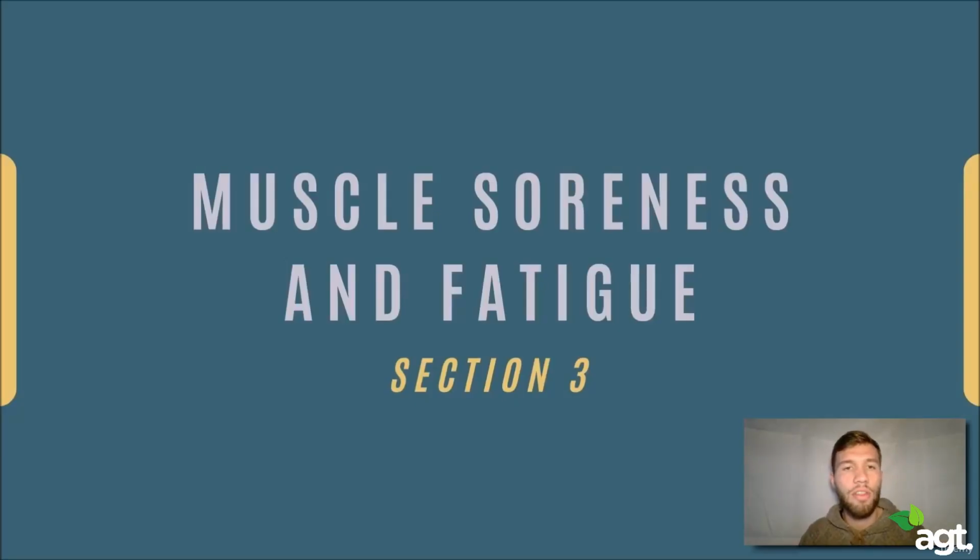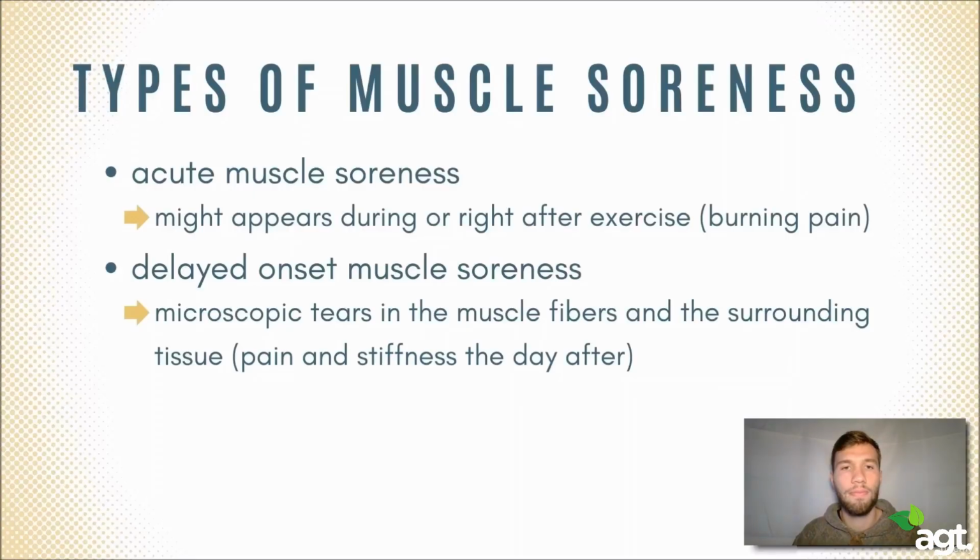To wrap up section 3, let's cover muscle soreness and fatigue. There are two different types of muscle soreness. The first is the acute muscle soreness, which usually appears during or right after the exercise. It's also known as this burning pain that we get. Acute muscle soreness usually resolves quickly, and it's due to the metabolites that are building up during high-intensity exercises.